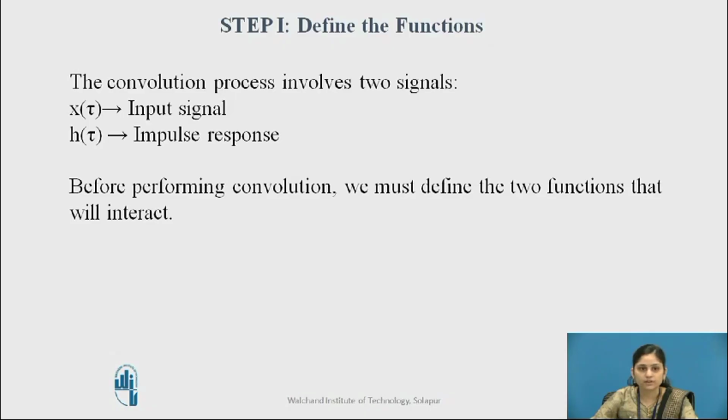we have to define the function. Here the convolution process involves two signals: x of tau, which is nothing but the input signal or excitation signal, and second, h of tau, which is nothing but the system impulse response, which is used to show the performance of the system, how it reacts to a given input signal. Before performing the convolution, we must define the two functions that will interact.